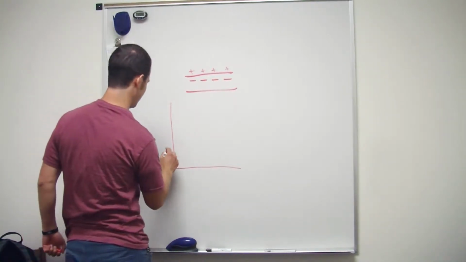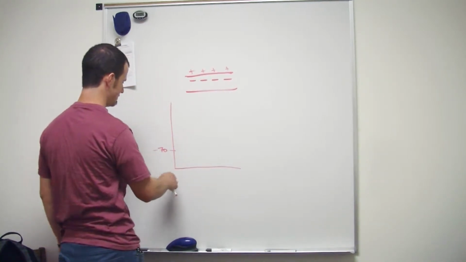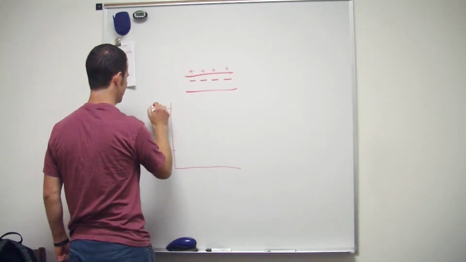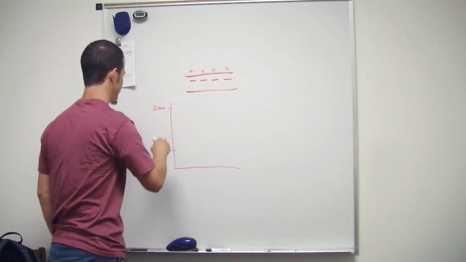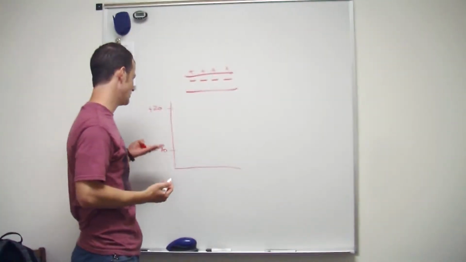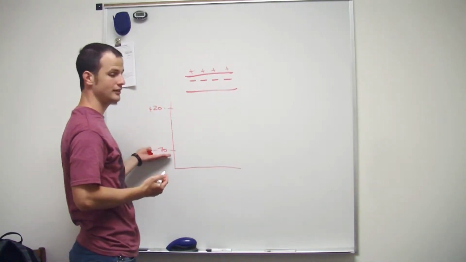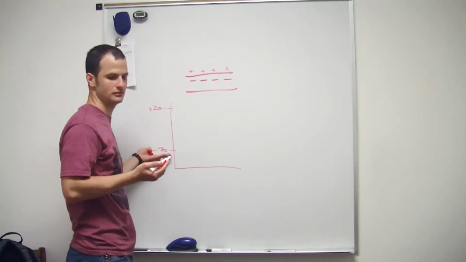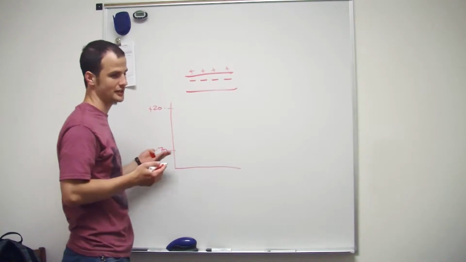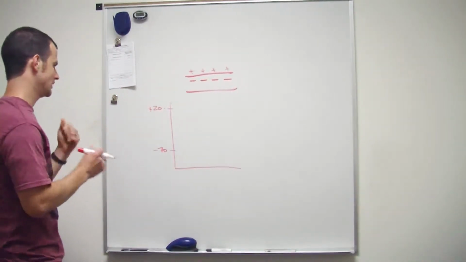We'll start at negative 70. This is not necessarily a perfect x coordinate, but for our purposes, this is about 20. So the resting membrane potential on the inside of the cell is around negative 70 millivolts. That's the resting charge on the inside of the cell.